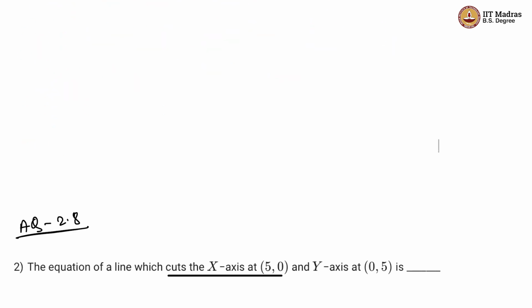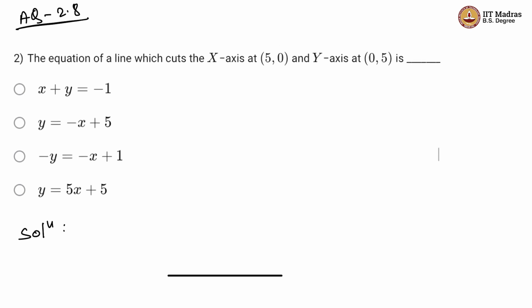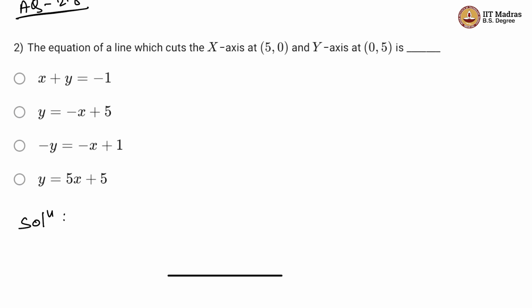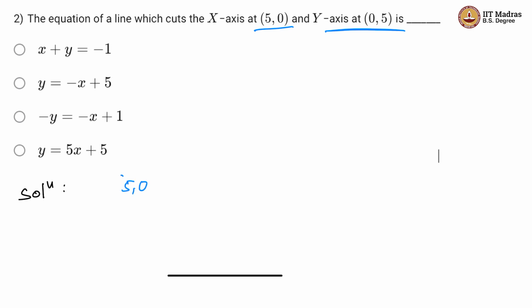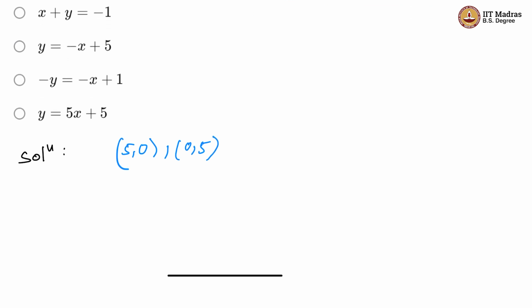Okay, so we can move to the next question, which is from activity question 2.8, question number 2. Okay, so the equation of the line which cuts the x-axis at (5, 0) and the y-axis at (0, 5) is. So we have here 2 points which are (5, 0) and (0, 5), right? So we can easily determine the equation of the line.